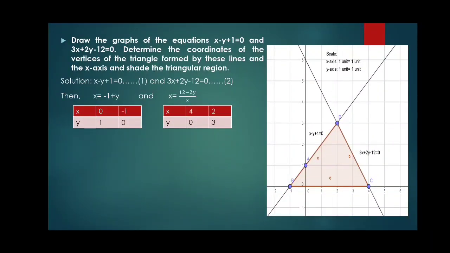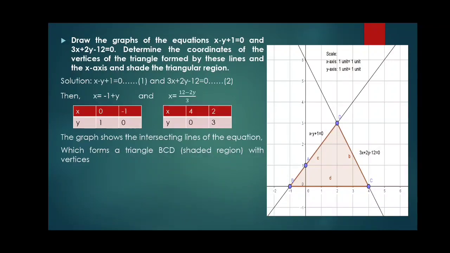And now we have a beautiful plot like this. You can see the triangle formed by both the lines and also the x-axis. So here line BAD represents our first equation, x minus y plus 1 is equal to 0, and line CD represents the second equation, that is 3x plus 2y minus 12 is equal to 0. So the graph shows the intersecting lines of the equations, which form triangle BCD, in the shaded region with the vertices.